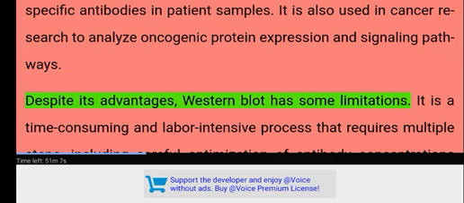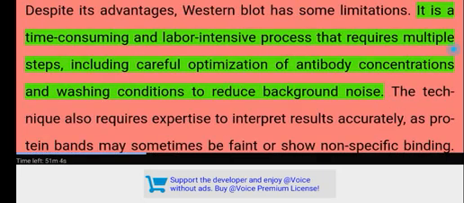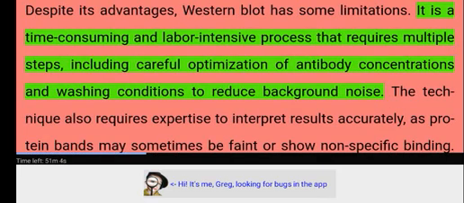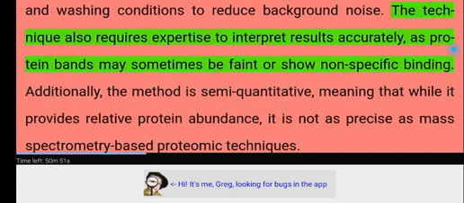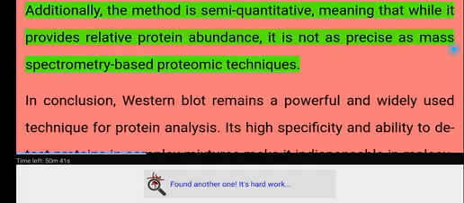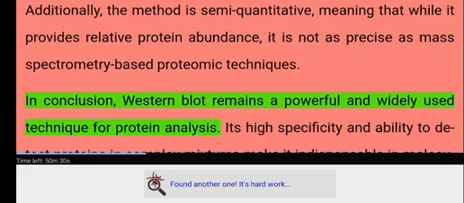Despite its advantages, Western blot has some limitations. It is a time-consuming and labor-intensive process that requires multiple steps, including careful optimization of antibody concentrations and washing conditions to reduce background noise. The technique also requires expertise to interpret results accurately, as protein bands may sometimes be faint or show non-specific binding. Additionally, the method is semi-quantitative, meaning that while it provides relative protein abundance, it is not as precise as mass spectrometry-based proteomic techniques.